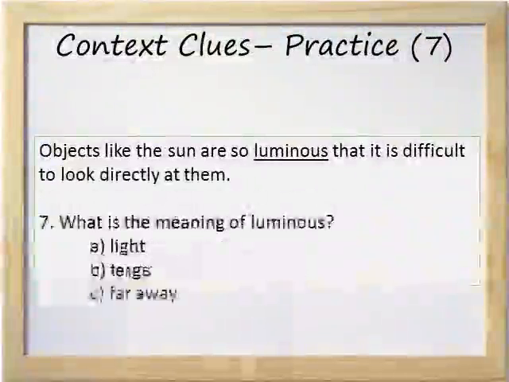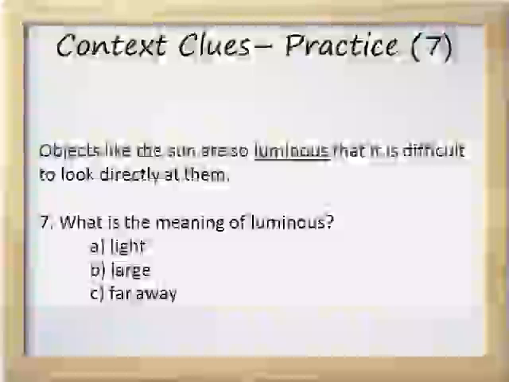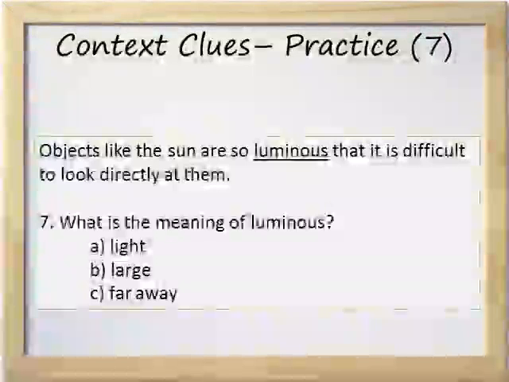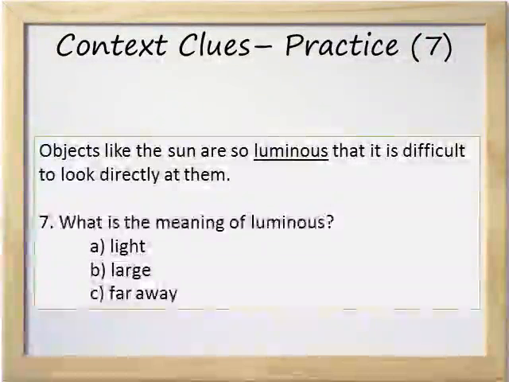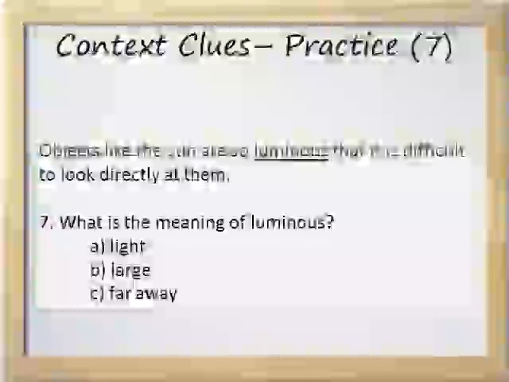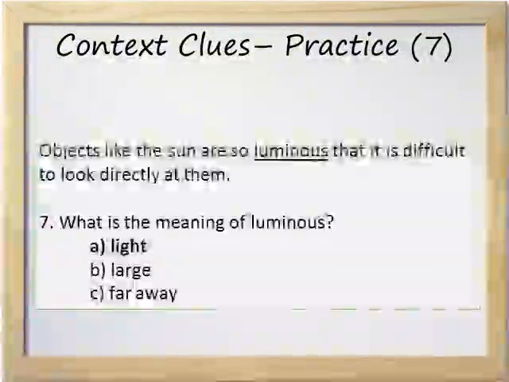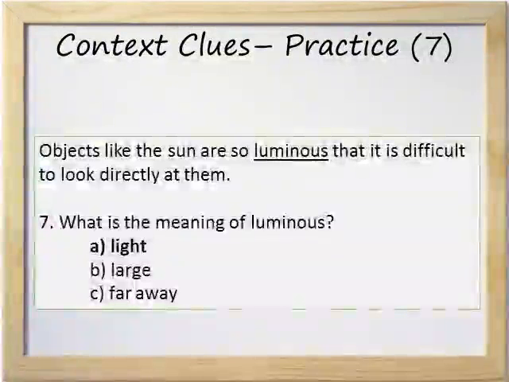Number 7. Objects like the sun are so luminous that it is difficult to look directly at them. What is the meaning of luminous? A, light, B, large, or C, far away? The answer is A, light. We could guess that answer using context clues.